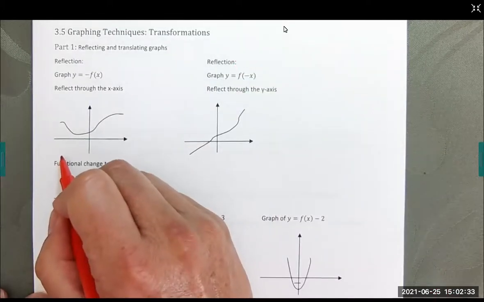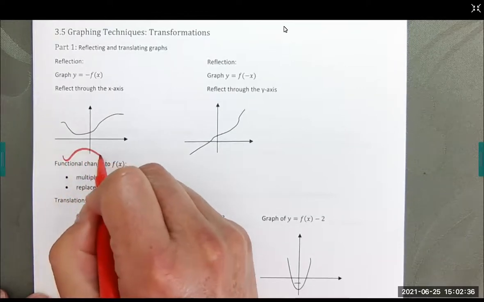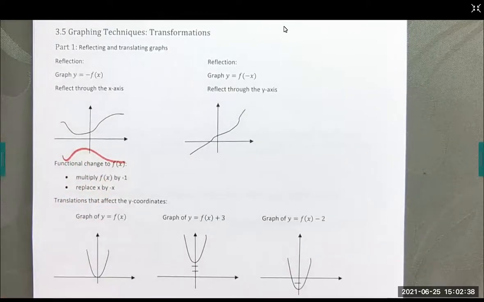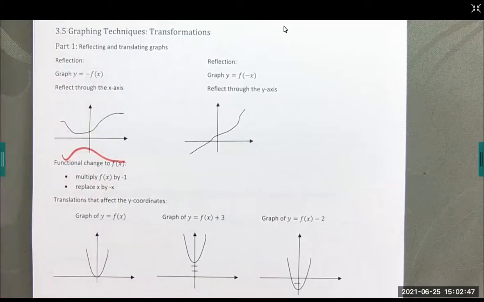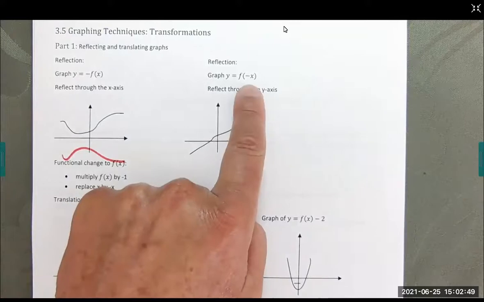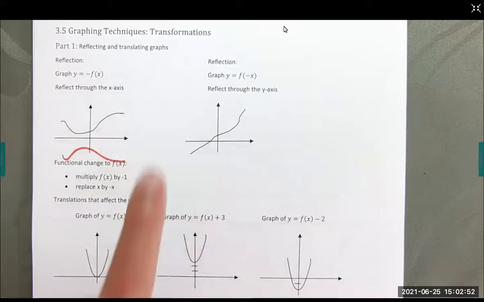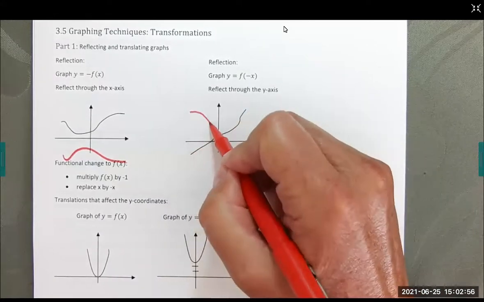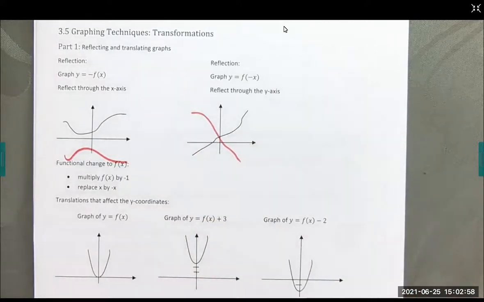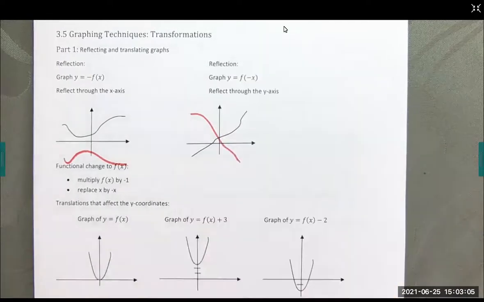Mine aren't all that great sometimes, so it doesn't look as good as it could, but you get the idea. It's supposed to be like a mirror image based on the x-axis here. Now, when we make the x negative, that is a reflection across the y-axis. So we're going to get something like that. And again, I know that's not the best, but you get the idea that relative to the y-axis, it's a mirror image on both sides.